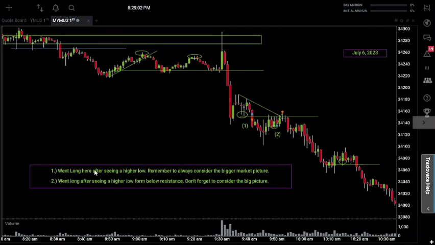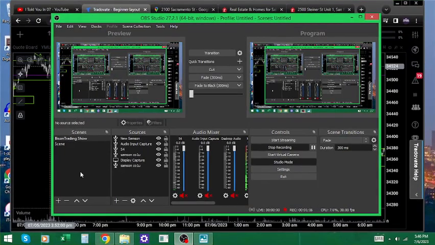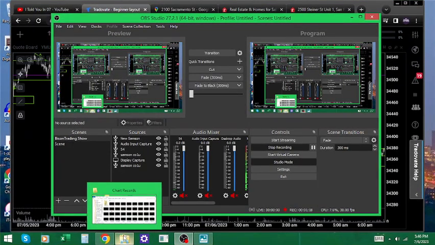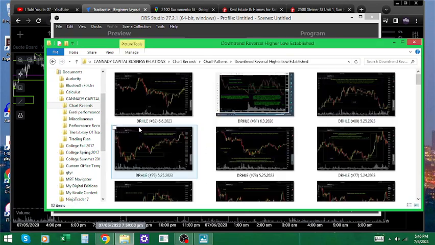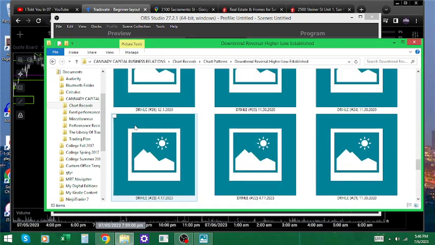I went long here after seeing a higher low, but I need to remember to always consider the bigger market picture, because this right here is actually one of my favorite setups. I call it a downtrend reversal with a higher low that gets established. So let's actually go to our record books and just take a good look at this pattern so I can really explain exactly what I was looking for in this scenario.